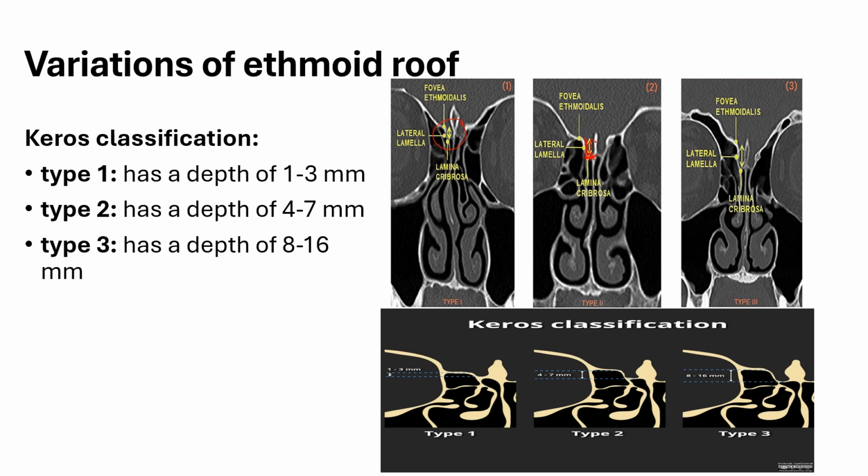Type 2 has the 4 to 7 mm and type 3 has the 8 to 16 mm. So type 3 is the deepest one. So this is the type 3. In type 3 there is very thin cribriform plate and deep olfactory fossa, and it may lead to the injury during the surgery and lead to the CSF leakage. So it has very important role in the sinonasal surgery.